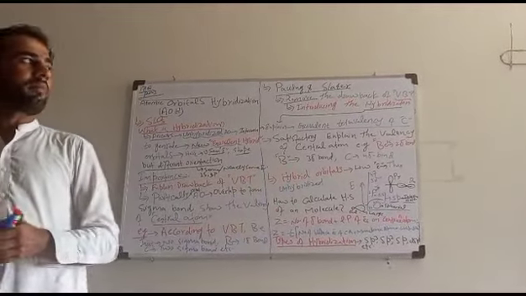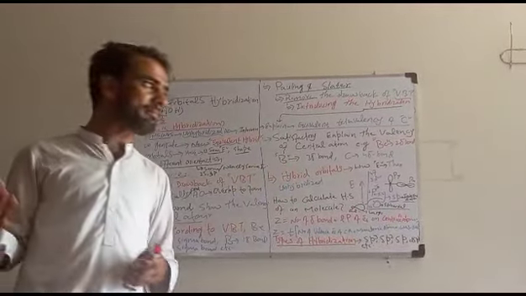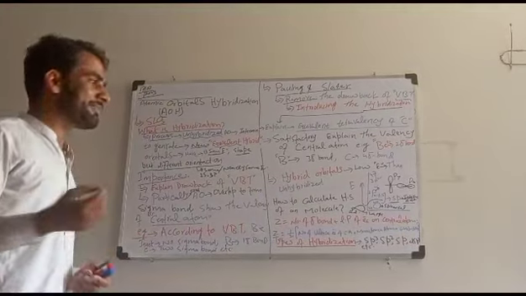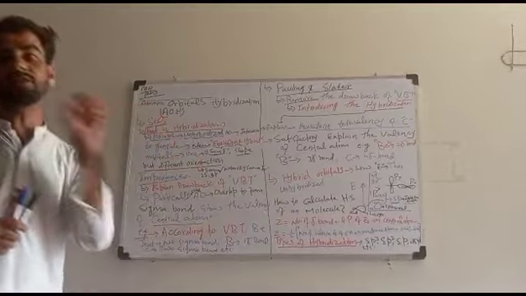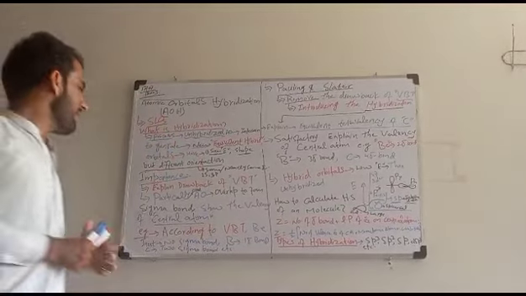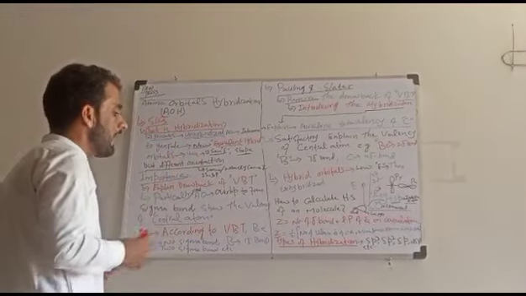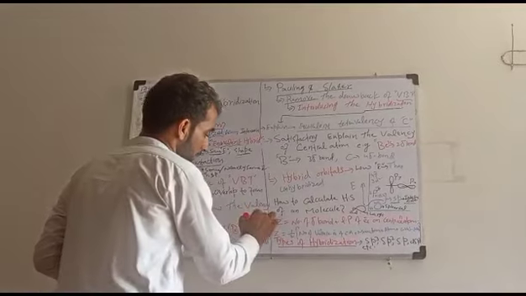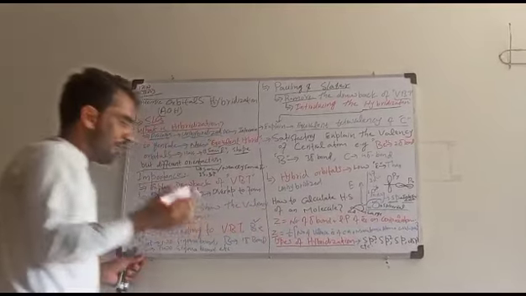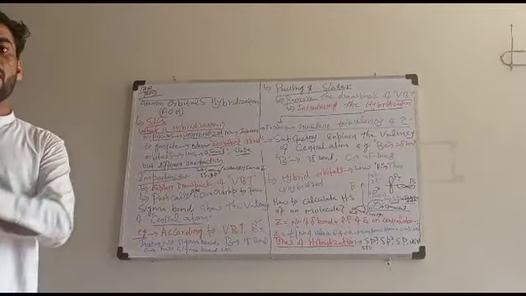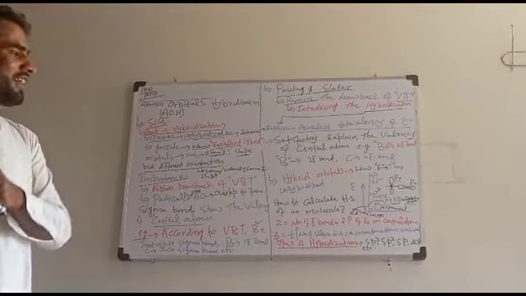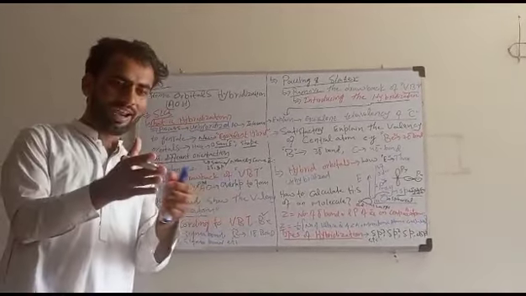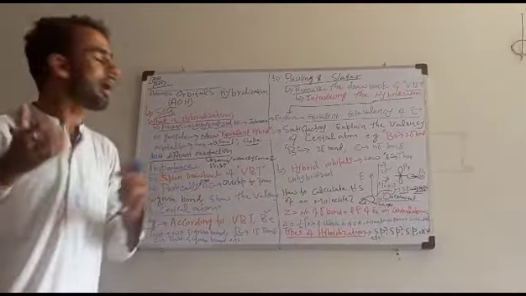VBT has the following drawbacks. VBT does not explain coordination complexes, it does not explain magnetic behavior, and it does not explain the equivalent tetravalency of carbon. Similarly, VBT does not explain beryllium. According to VBT, partially filled, half-filled outermost or valence shell orbitals overlap to form a sigma bond or a covalent bond.